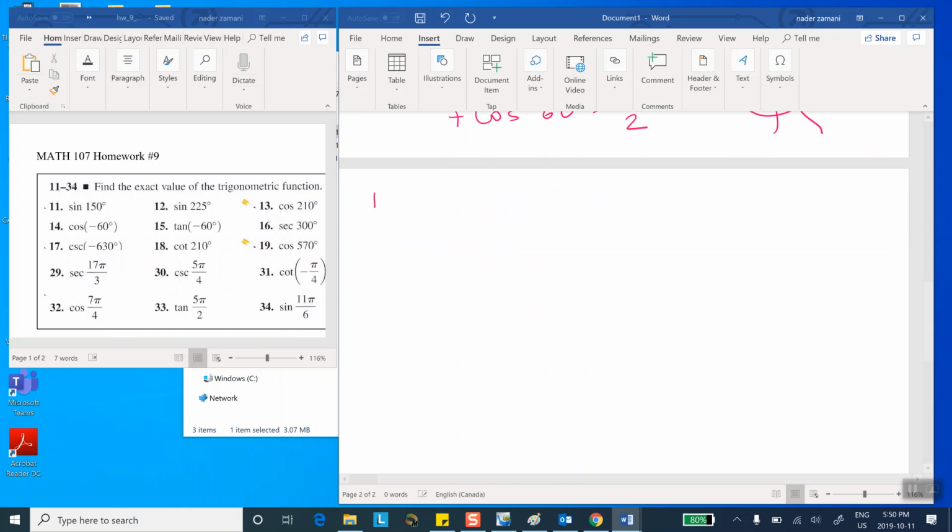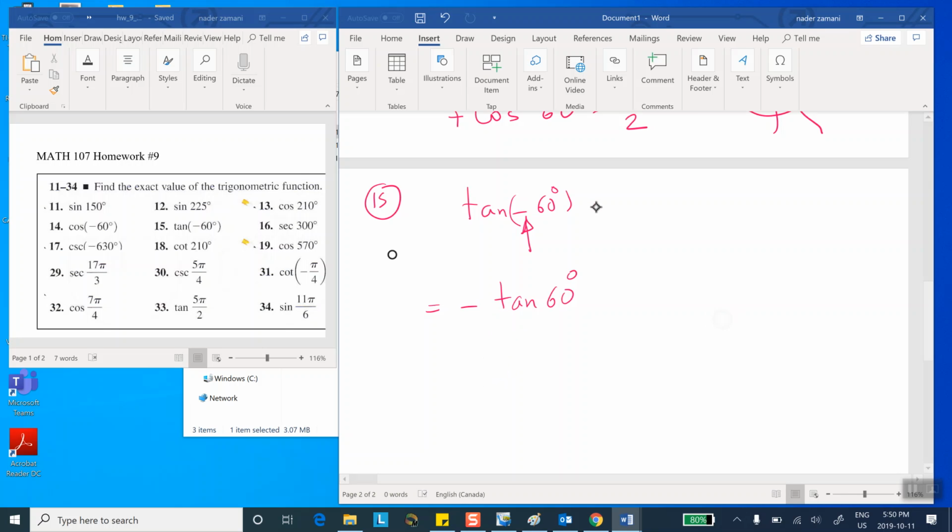15, number 15, we have tangent of minus 60 degrees. Now, once again, I want to remind you that in class I mentioned that tangent and cotangent are odd functions. That means if you have a minus sign here, you can just take it out. Minus tangent of 60 degrees.